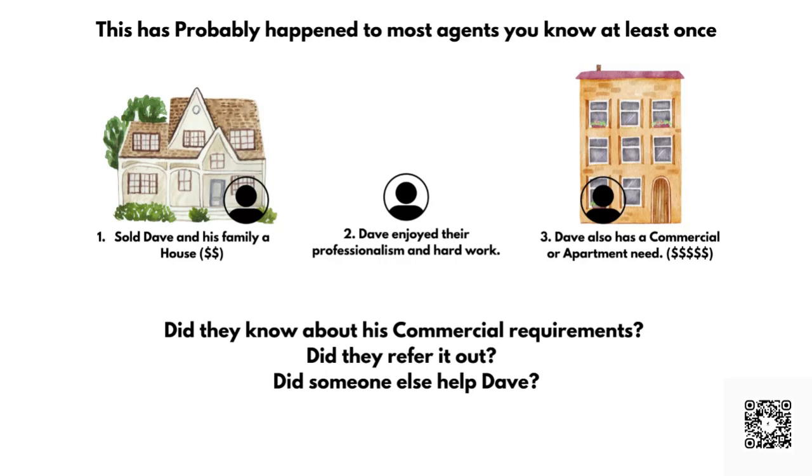So the question is, did you know about the commercial requirement? Did you ask Dave about any commercial needs he has? Did you refer it out? Or did someone else help Dave? Because Dave closed on that apartment, whether or not someone helped him or not, right?